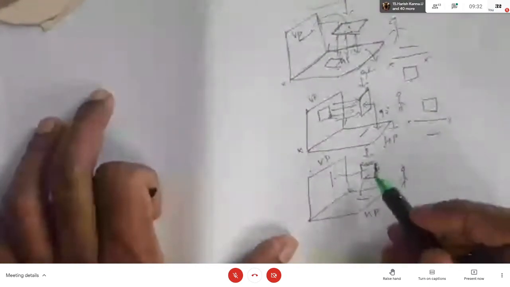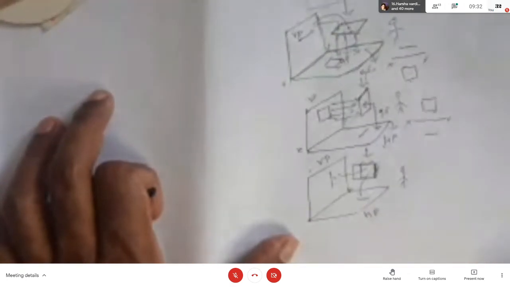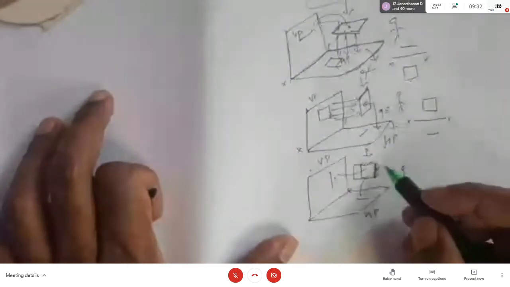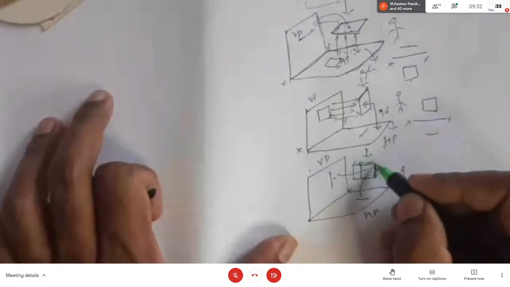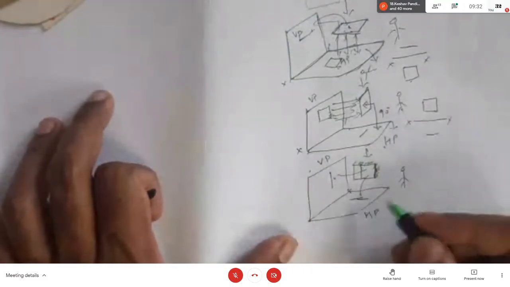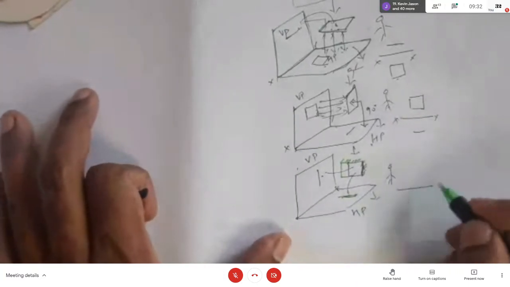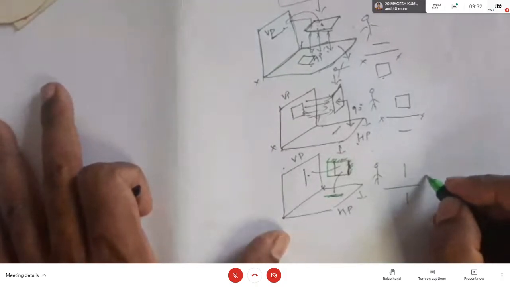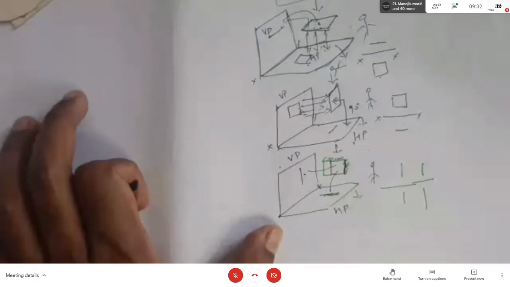If it is a rectangle, for example, if this is a rectangle, the smaller edge or side will be visible in the front view. In the top view, the longer side will be visible. When you rotate clockwise 90 degrees, you'll get a straight line. If it is a square, you'll get something like this. If it is a rectangle, you'll have a shorter edge here and a longer edge here.